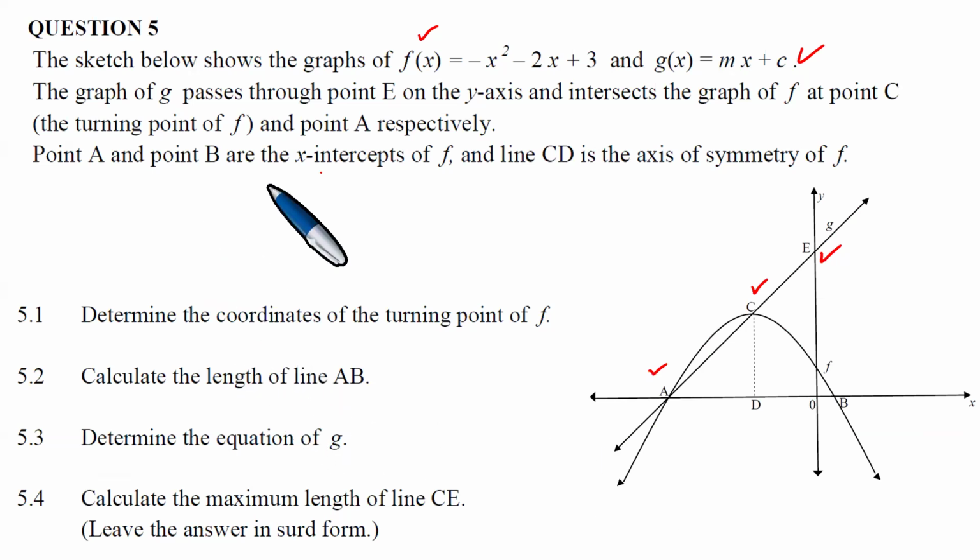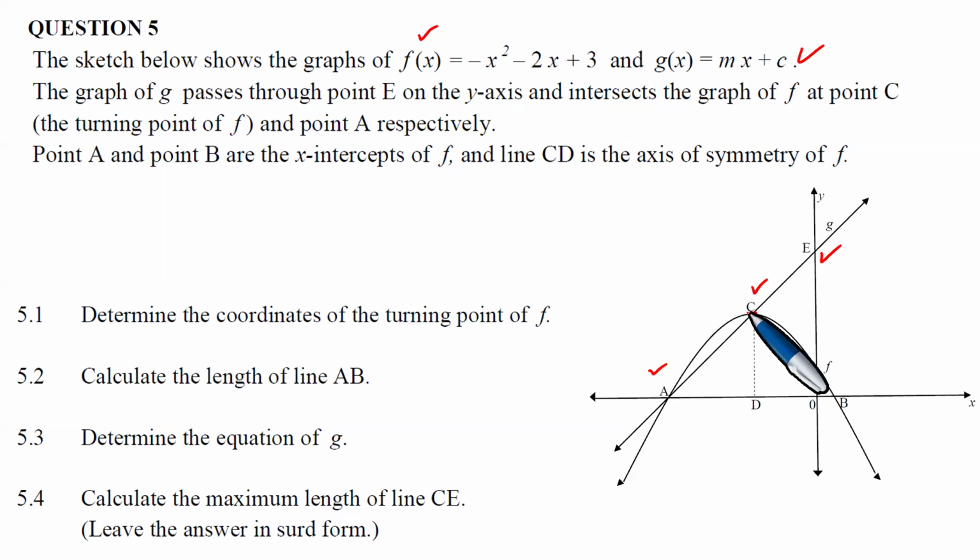Point A and point B are the x-intercepts of f, and the line CD is the axis of symmetry of f. Determine the coordinates of the turning point of f. Right, we want to find the coordinates of the turning point of f. How to find the coordinates of the turning point of f? Who knows how to find it?